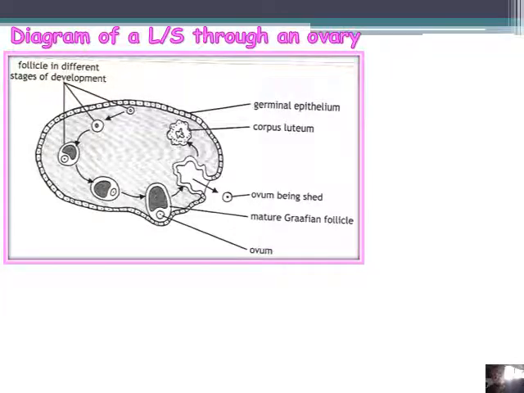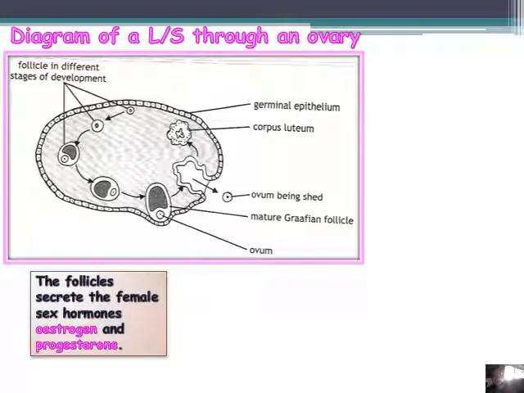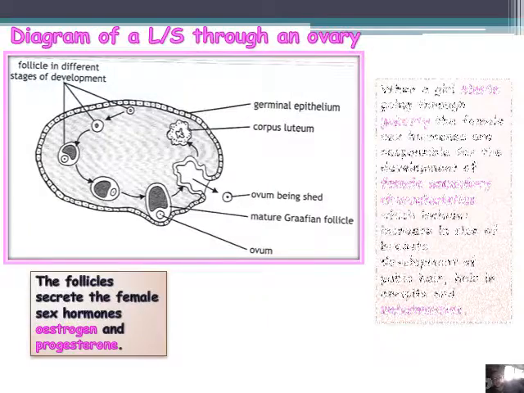When the ovum is released, it's called ovulation, and what is left over is then turned into a corpus luteum, and that is going to produce a whole bunch of stuff. The follicles themselves secrete the female sex hormones estrogen and progesterone: mostly estrogen in the beginning, and then progesterone when it becomes a corpus luteum.